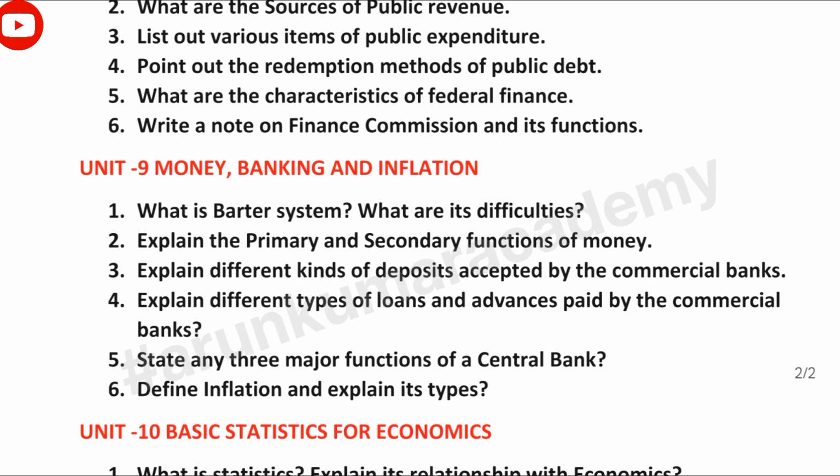Then from unit 9, that is money, banking and inflation. So these are the important questions like what is barter system, what are its difficulties, then explain the primary and secondary functions of money, then explain different kinds of deposits accepted by the commercial banks, then explain different types of loans and advances paid by the commercial banks.